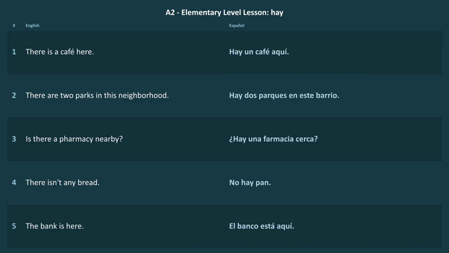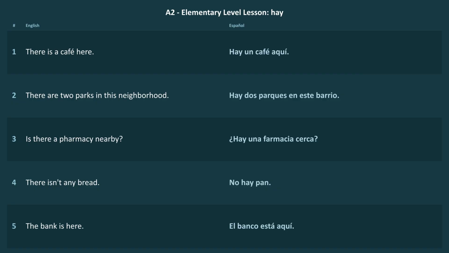Hay dos hoteles. There are two hotels. Los hoteles están en el centro. The hotels are downtown. No hay pan. There isn't any bread. ¿Hay café? Is there coffee? That's a lot of real Spanish from one tiny word.